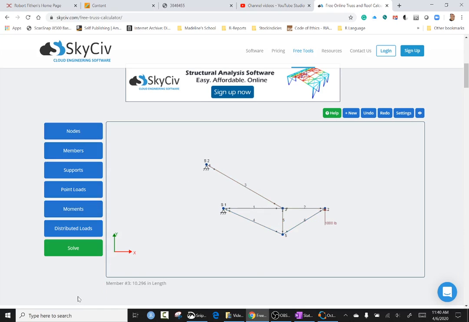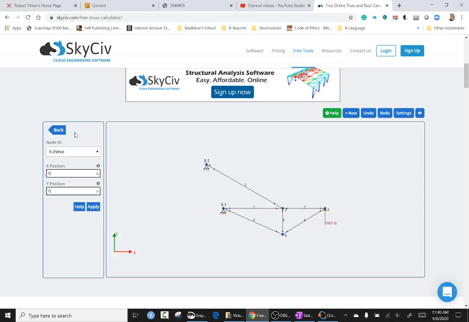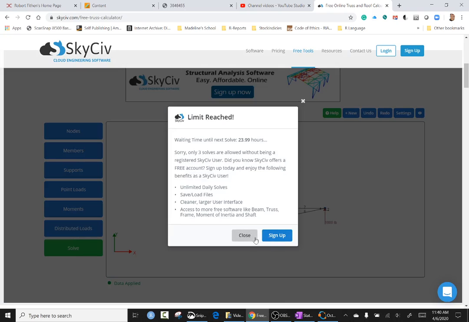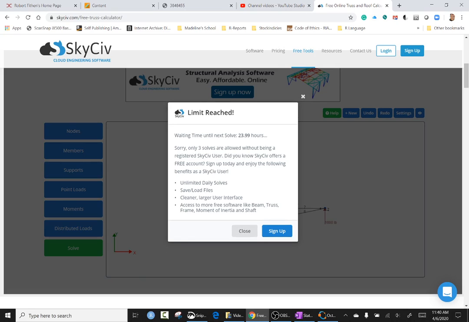I can go back and edit it. Look at the nodes, look at 5, move it back to minus 1, go back, solve. Oh, only 3 allowed. Oh, may have to sign up for unlimited daily solves.